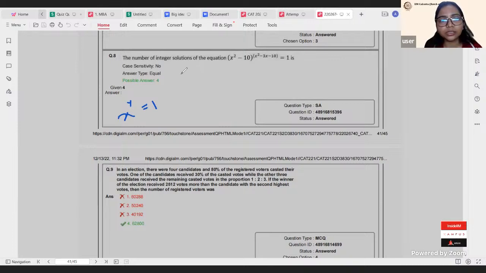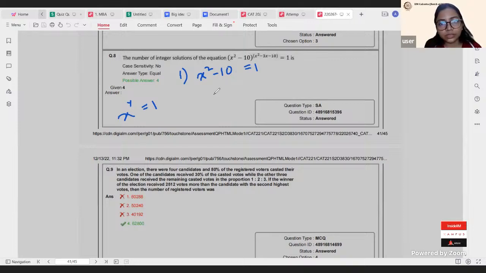So here we'll basically solve it in forms of cases. The first case will be when x square minus 10 equals 1. So that basically gives us x square equals 11, and x is not an integer in that case, so we are not going to solve for this particular case.